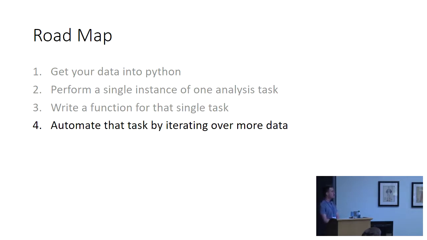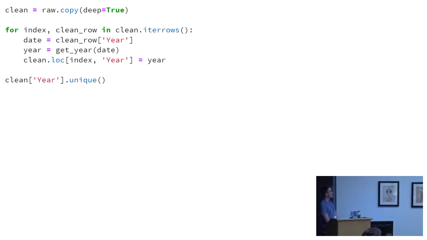Next, automate that task by iterating over more data. So we have a whole column of data. We don't want to just change one value. Let's change all of them. Next, we're going to get a clean copy once again. And then we'll call the clean.iterrows. So this will iterate over every row. It will return a tuple. The first value of the tuple will be the index label, and the second value will be that row itself.